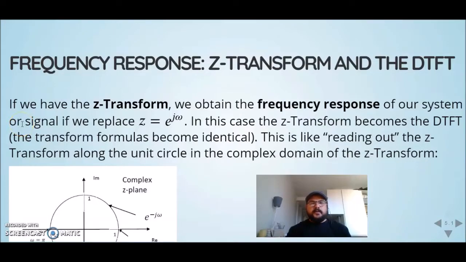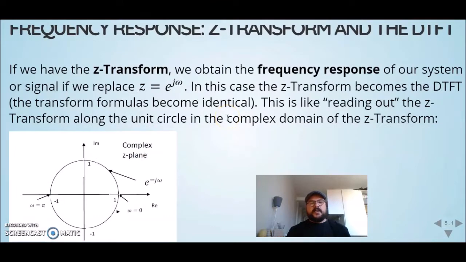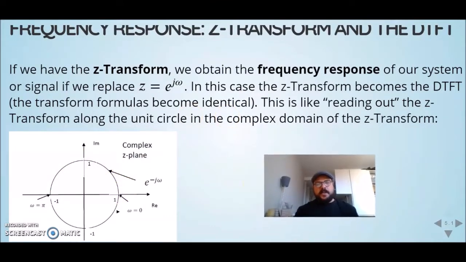So we can also obtain the frequency response of a system if we have the Z transform, if we replace Z by e to the power of j omega. So this is also the relation between Z transform and the DTFT that we've seen before. In this case, when we replace Z by e to the power of j omega, the formulas of both transforms become identical. And this is something like reading now the Z transform along the unit circle in the complex domain.